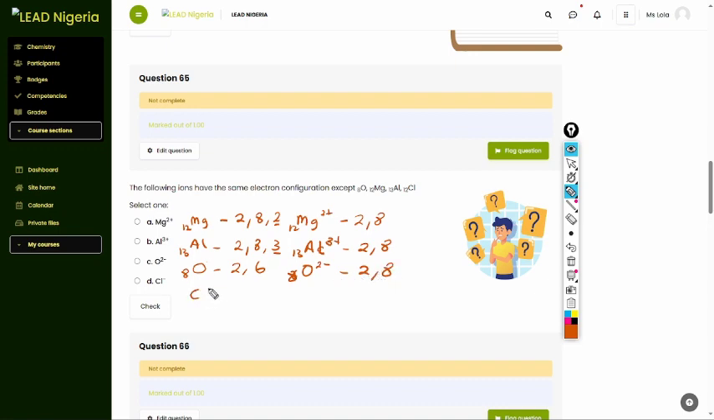Then lastly, chlorine, which is the 17th element, you have 2, 8, and 7. Now when chlorine forms an ion, it gains 1 electron to make this last shell 8, so the ion becomes 2-8-8. So it means the answer is chlorine. The rest of them have 2-8 configurations except the chlorine ion. So the correct answer is D.